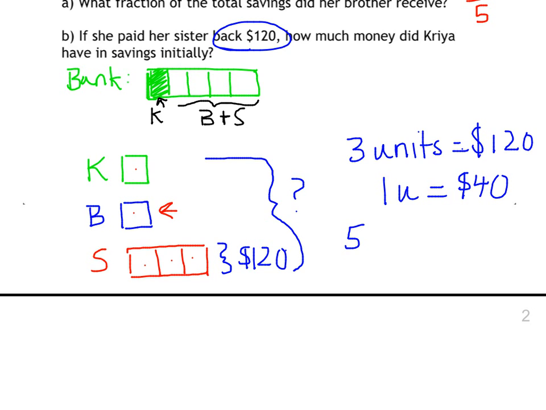So you could add up each of these, 40 plus 40 plus 120, or you can take 5 units times $40, and 5 times 4 is 20. Add my 0, that's $200 in total. It looks like Kriya started with $200 of savings in the bank. And that's it. Gotta go.